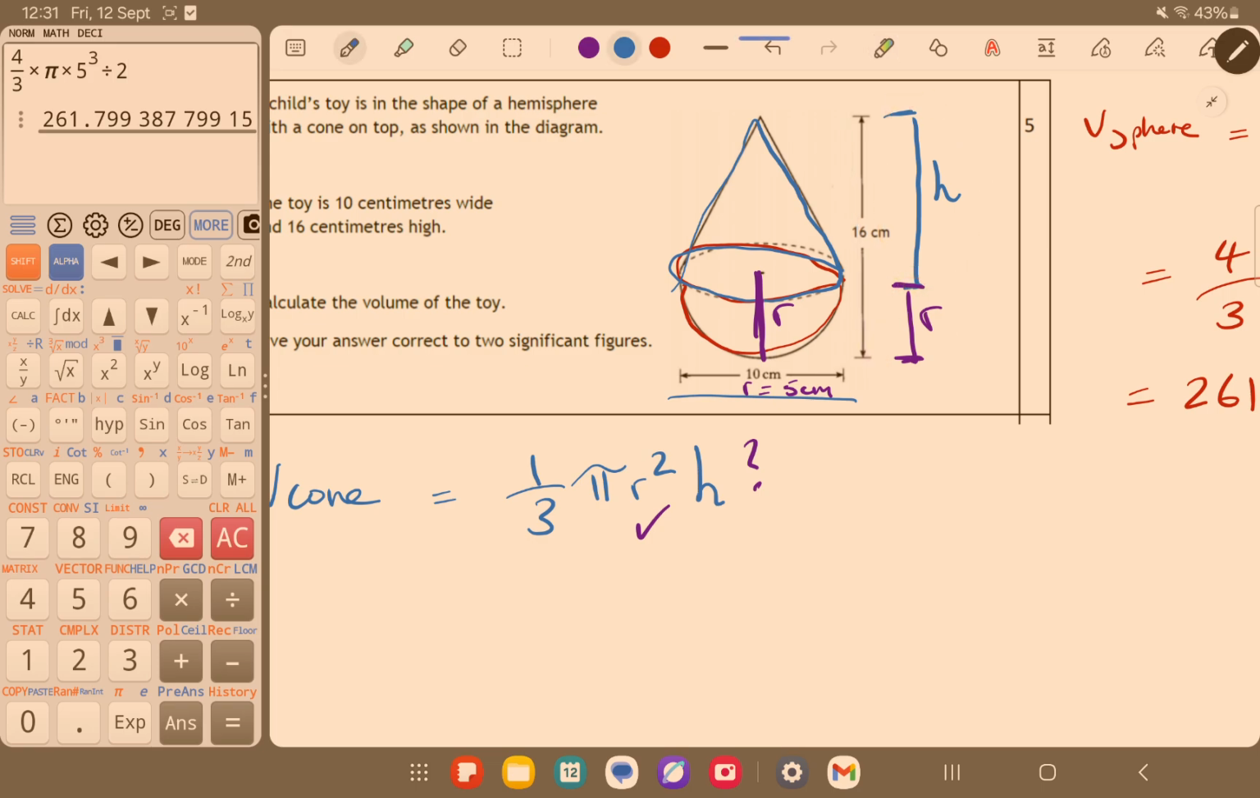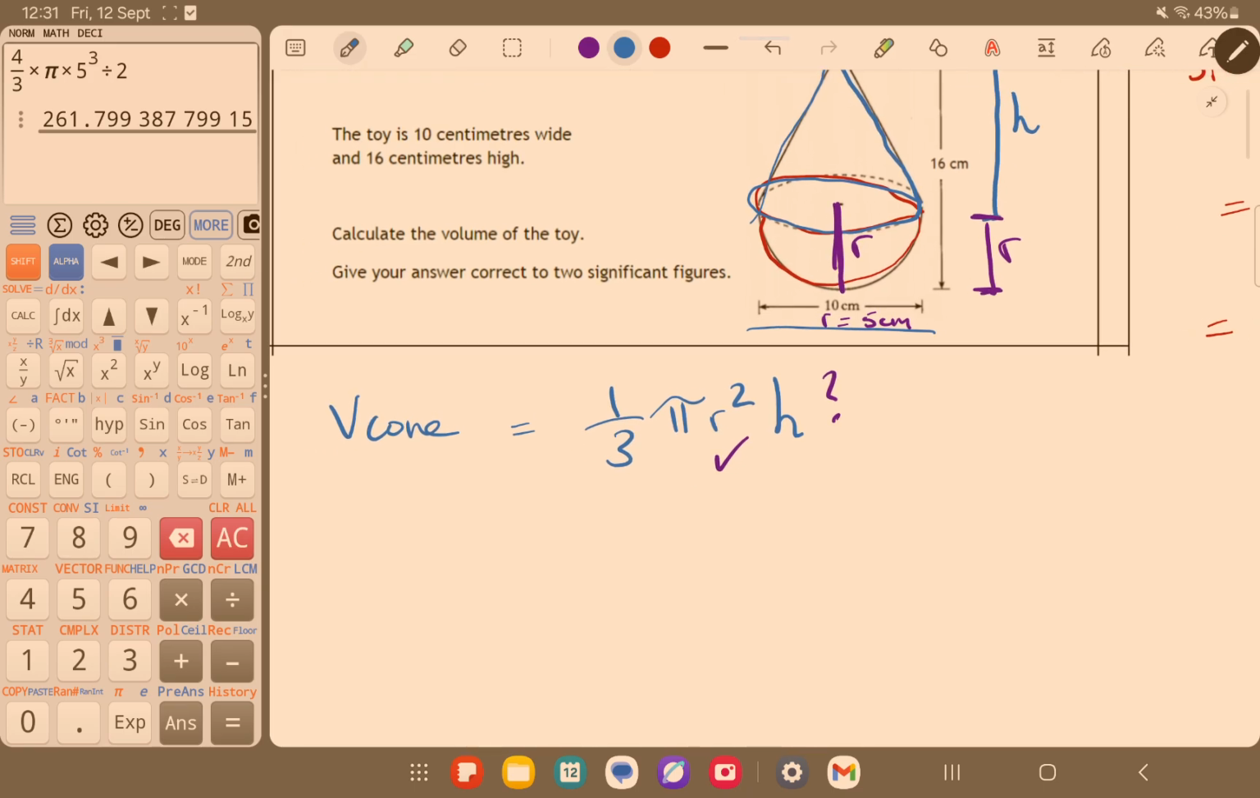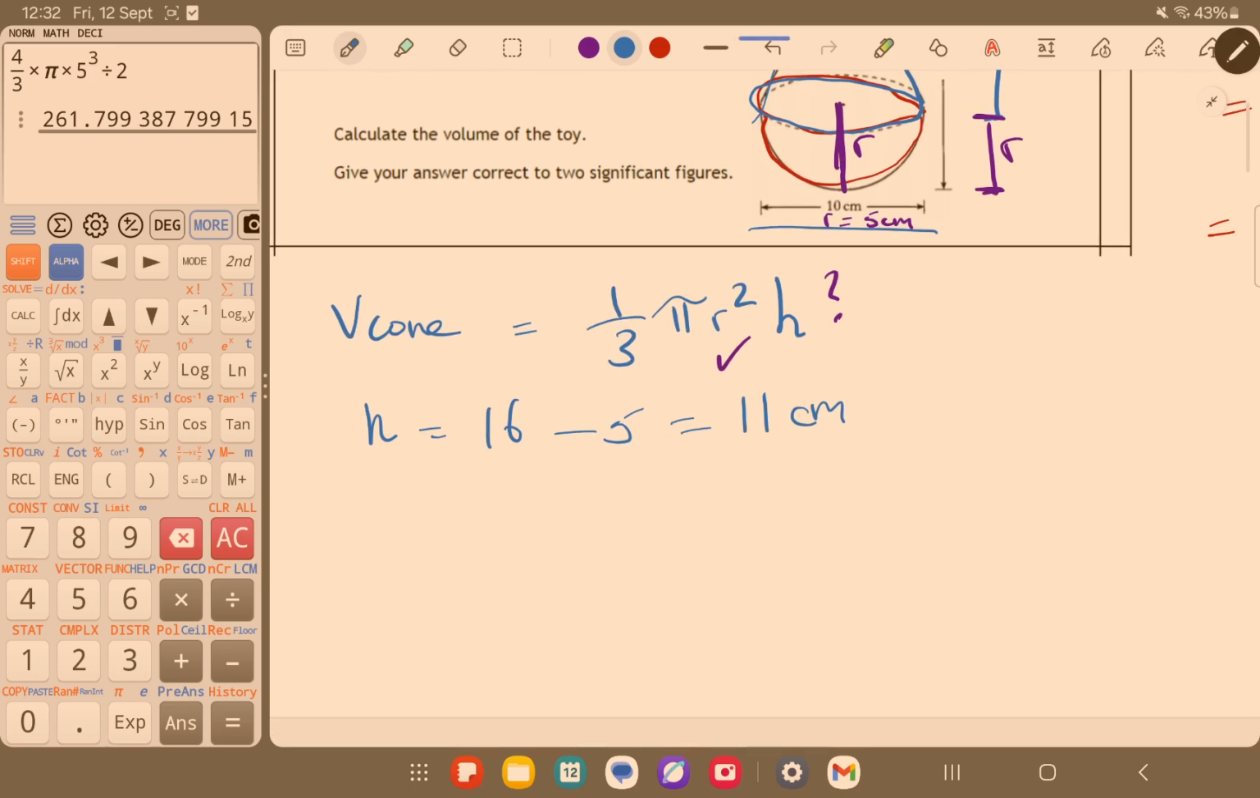So we have to first of all find the height. The height is equal to the total height, 16 centimeters, and we're going to subtract the radius from it, which is 5. So the height of the cone is going to be 11 centimeters. Now we can use that in the formula for our cone. The volume of a cone is equal to 1/3 times pi times the radius squared. The radius is still 5, and then we're going to times that by the height, which is 11.